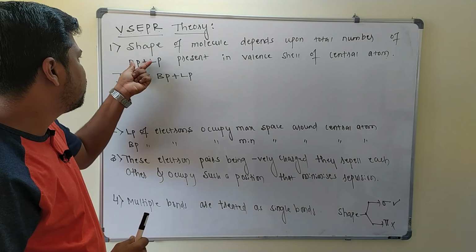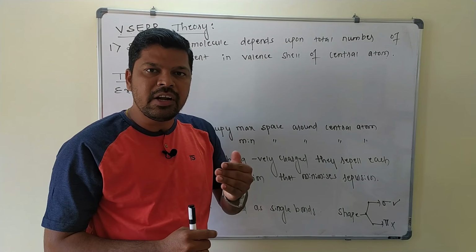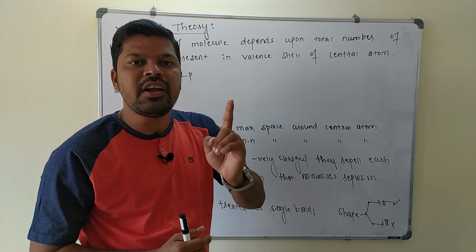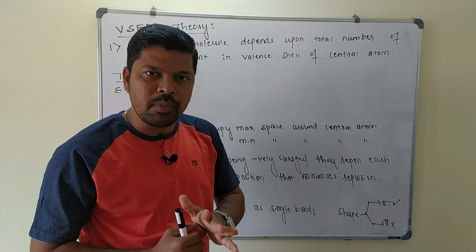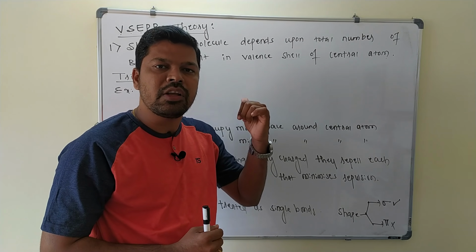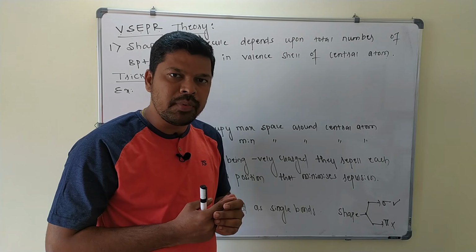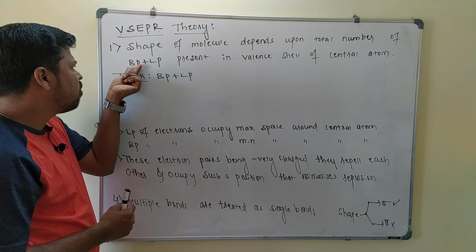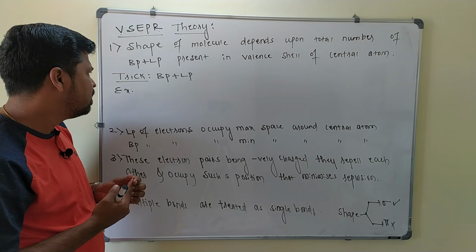So according to this point, first you have to find out which is the central atom in the molecule, then you have to calculate the total number of bond pairs and lone pairs of electrons, because the shape of the molecule depends on what? The total number of bond pairs and lone pairs of electrons. Here is the trick to calculate the total number of bond pairs and lone pairs of electrons in the molecule.